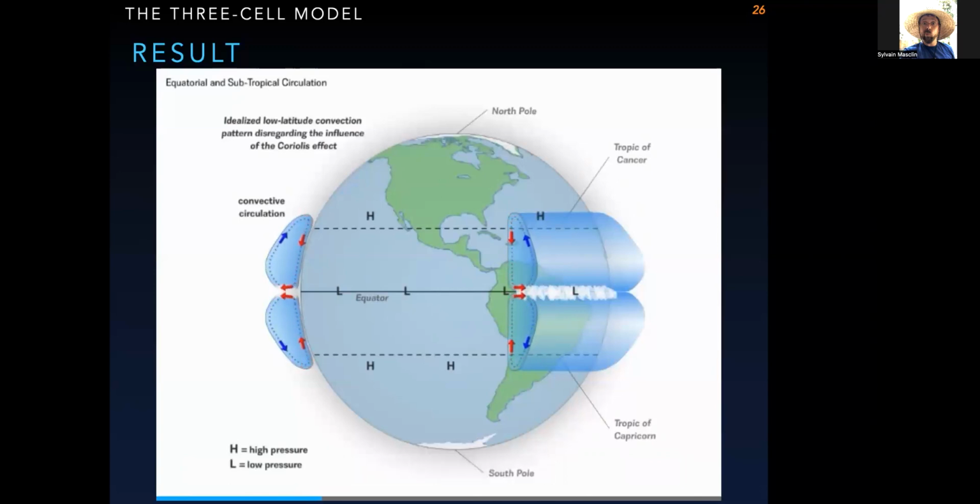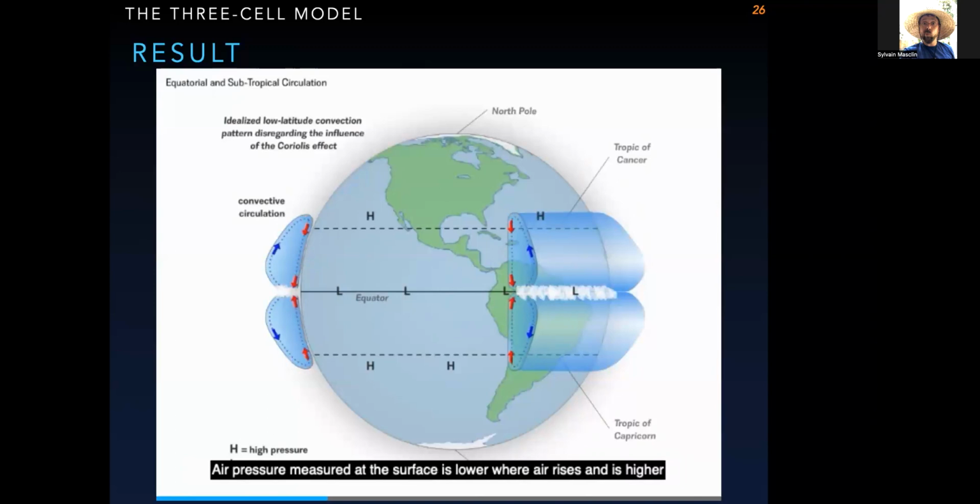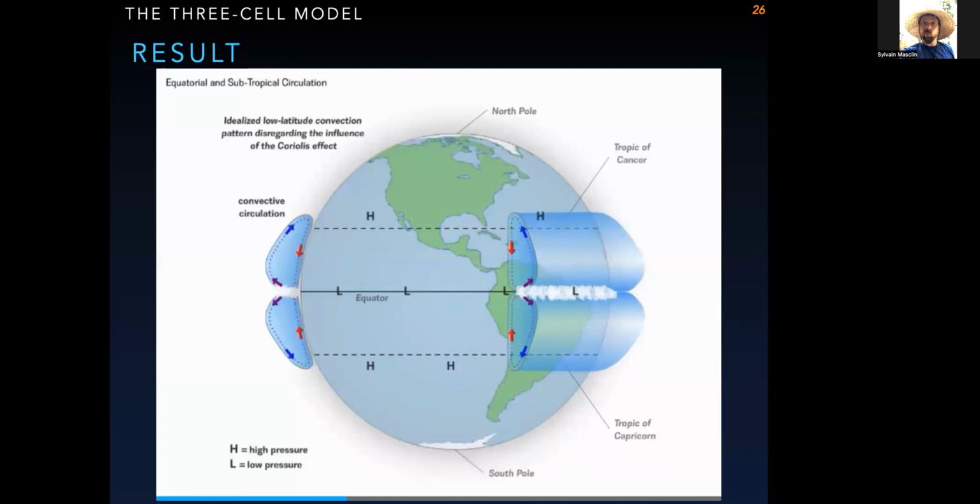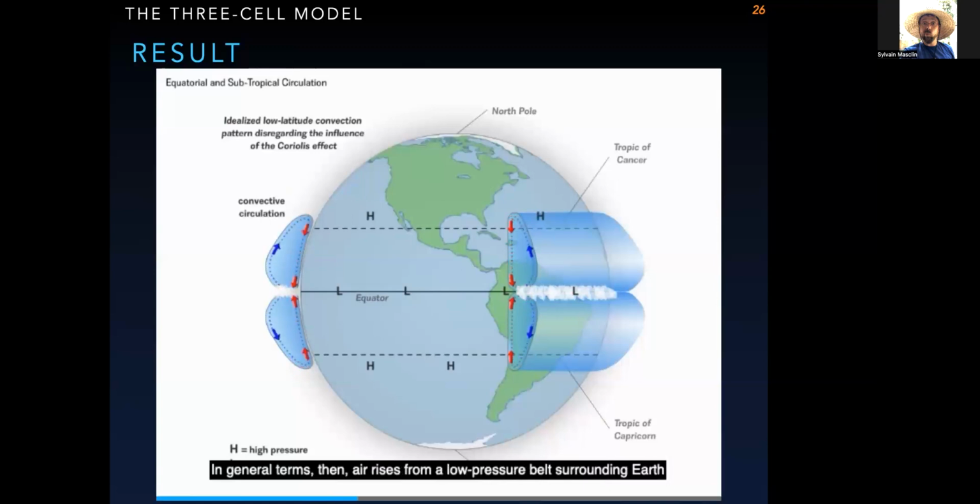Air pressure measured at the surface is lower where air rises and is higher where air descends toward the surface. In general terms, then, air rises from a low-pressure belt surrounding Earth at the equator, and then descends to form high-pressure belts at subtropical latitudes, and then flows both northward and southward back toward the equator.